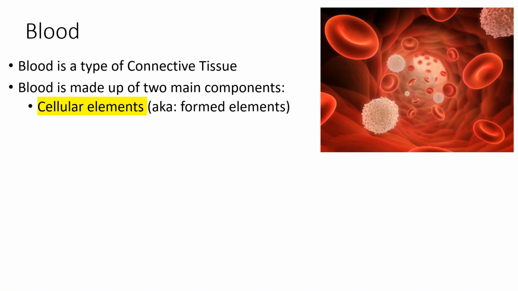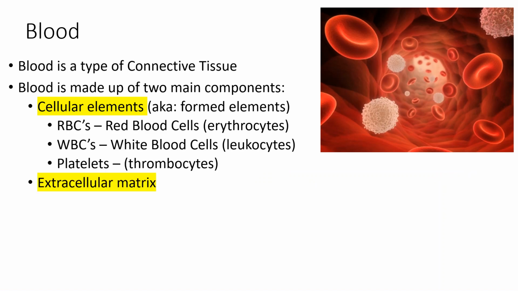The cellular components, the cells that make up this connective tissue blood, are also called formed elements. They're going to be red blood cells, white blood cells, and platelets. Red blood cells are also known as erythrocytes. White blood cells are also known as leukocytes, and platelets are also known as thrombocytes. So make sure you know the everyday word and the more correct term. And then what is the matrix made up of? That extracellular matrix, again, is a fluid matrix that exists between the cells, called plasma.